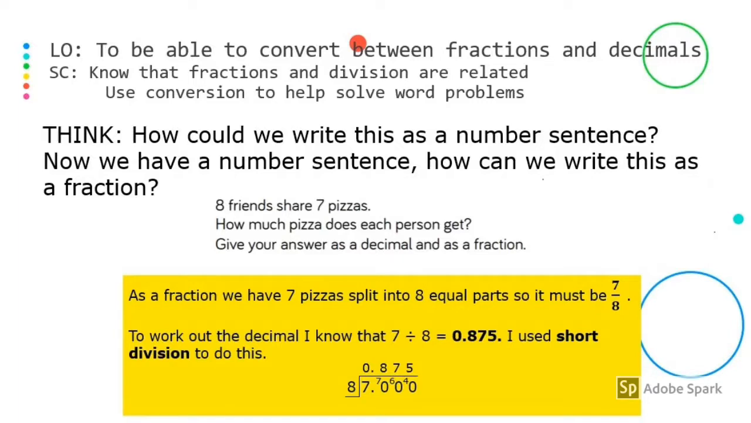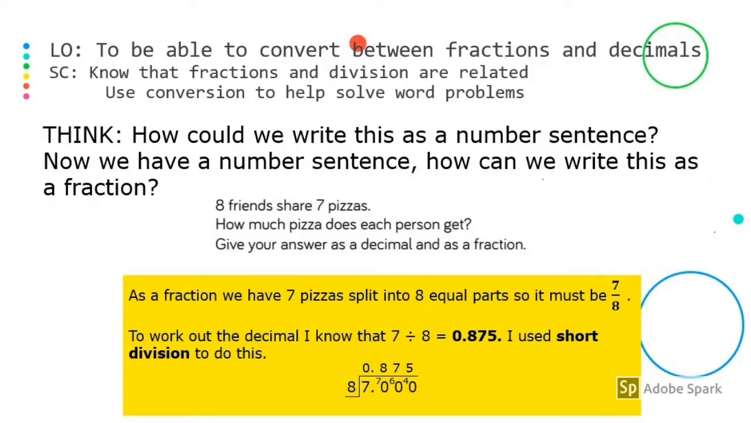When I exchange 7 ones, I get 70 tenths. 8 goes into 70 8 times and has 6 left over. Therefore, what I did next was carry the 6 and put it in front of the next 0. 8 fits into 60 7 times, but has 4 left over. So I carry or exchange the 4 and put it in front of the next 0. 8 fits into 40 perfectly 5 times.